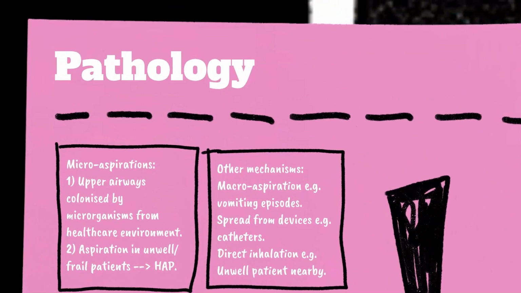The most common mechanism is microaspirations of oropharyngeal pathogens. We know that inpatients, especially the elderly population, become more prone to aspiration as they are unwell. Their upper airways become colonised from the healthcare environment with various microorganisms, and this can be exacerbated by factors such as poor hand hygiene. They then aspirate these microorganisms, developing a HAP.